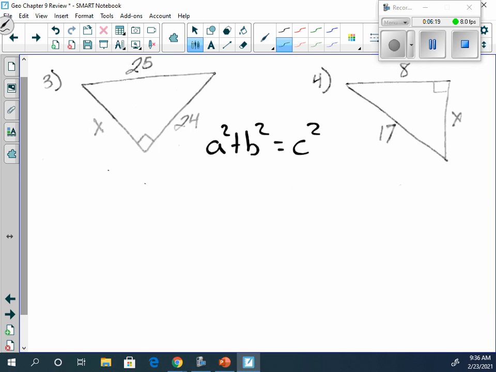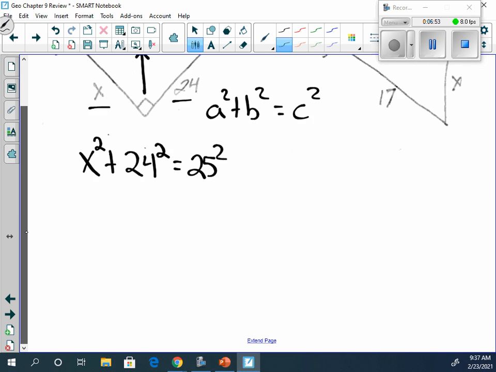And when we look at both of these triangles, we'll look at number 3 first. Well, this time they gave us the hypotenuse, the hypotenuse value of 25. So we're not solving for the hypotenuse. We're solving for A or B, one of those two values. So that means x and 24 are the values of A and B. So we'll have x squared plus 24 squared is equal to 25 squared. We'll have it set up in this way here because 25 is the hypotenuse.